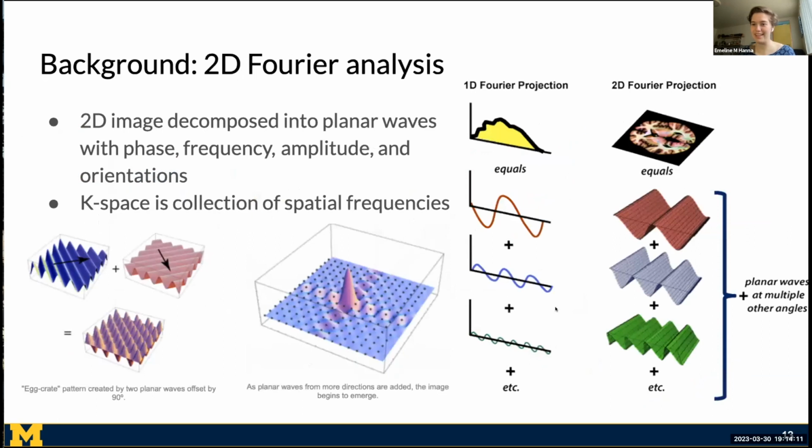Okay, and the final background topic before we get into processing is 2D Fourier analysis. I know this was talked about in the aMRI before, but I just wanted to mention it again. Normal Fourier analysis lets you decompose a function into a combination of sine and cosine waves at different phases and amplitudes. With 2D Fourier projection, you have different planar waves with a phase, frequency, amplitude, and orientation. K-space is a collection of these different spatial frequencies.